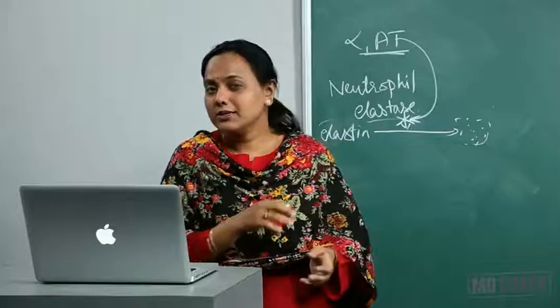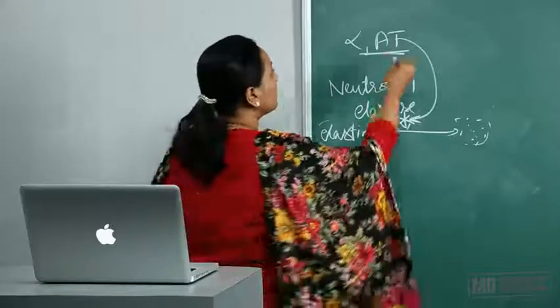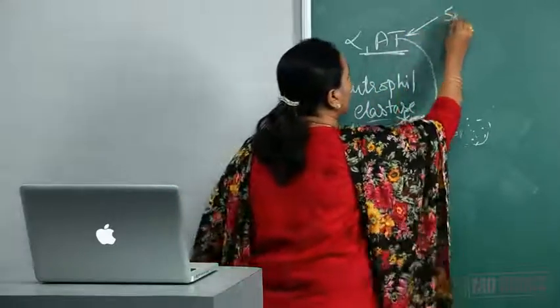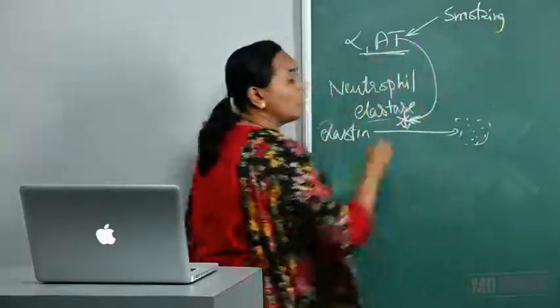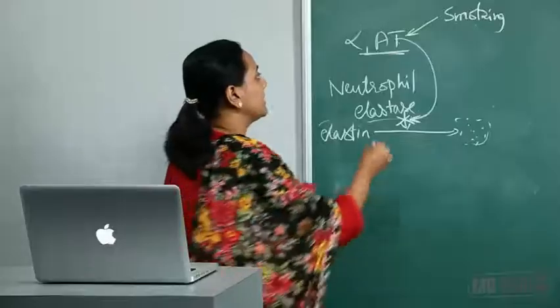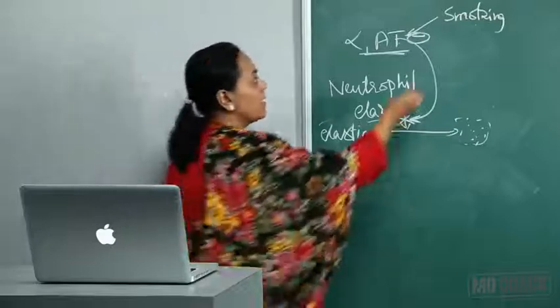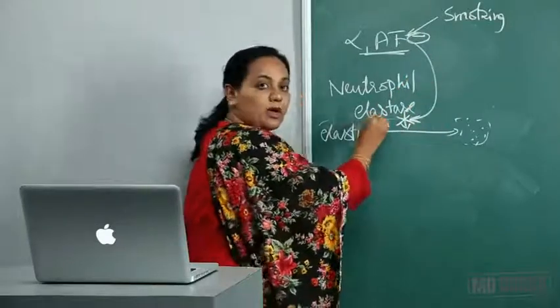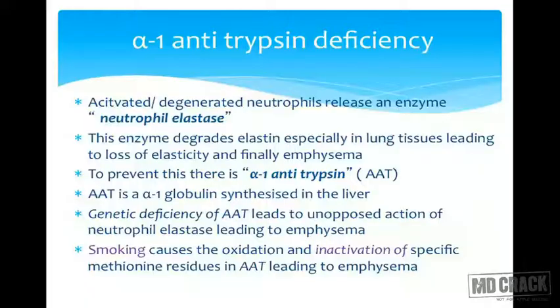We all know that smoking can lead to certain lung disorders. Smoking has a direct effect on alpha-1 antitrypsin. It causes inactivation of certain methionine residues in AAT. So when alpha-1 antitrypsin is inactivated by smoking, it will again lead to elastase degrading elastin, leading to emphysema. So that is the importance of elastin in this.